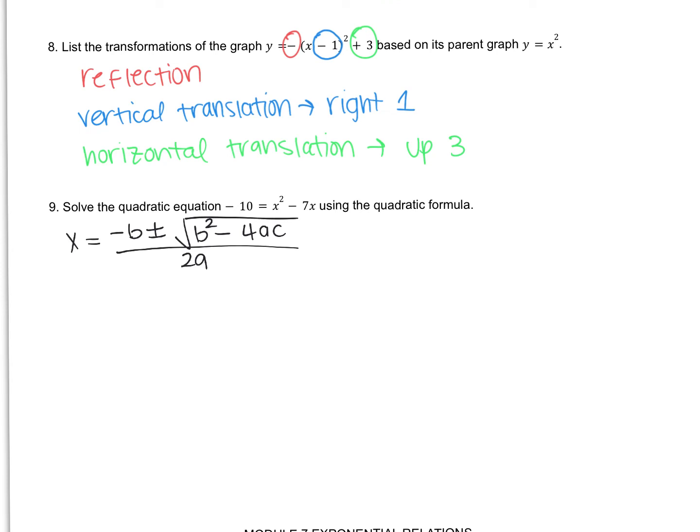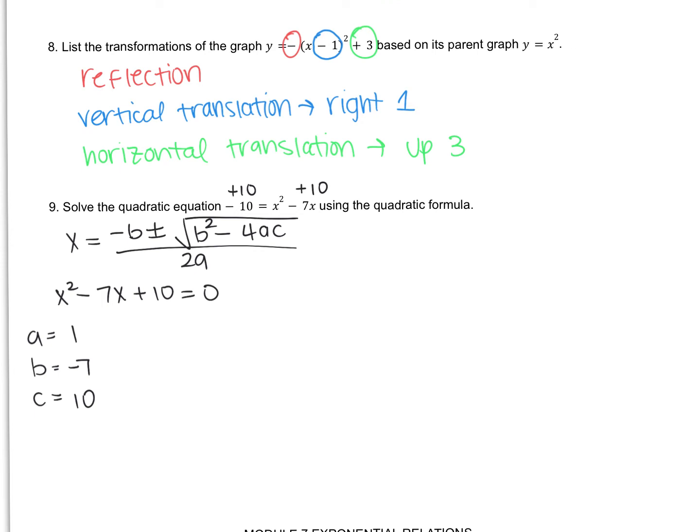So we have the equation -10 equals x squared minus 7x. What I'm actually going to do first is add 10 to both sides, so it's equal to 0. So we have x squared minus 7x plus 10 equals 0. What I like to do is identify a, b, and c before I plug it into the equation. This is not mandatory or required for full credit, but it's just something I like to do. So a is 1, b is negative 7, and c is positive 10.